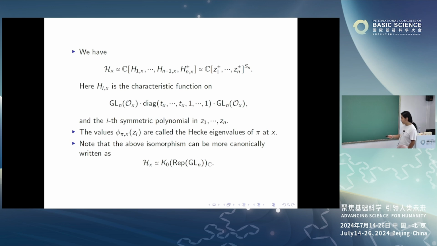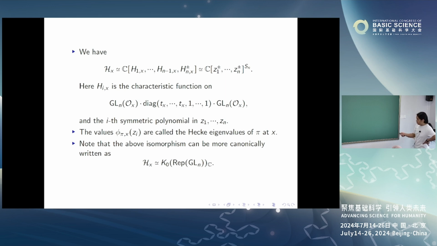So it is known that H_X is generated freely by H_1 to H_{n-1} and H_n and its inverse. Here, this H_n is invertible because, as you can see, when i equals n, this diagonal matrix is contained in the center. So therefore, it's invertible. Maybe it is an exercise to verify this isomorphism, and we can write it in a more canonical way as this S_n invariance inside this algebra, the polynomial algebra in Z_1 to Z_n and their inverses. This S_n, this symmetric group, acts in the natural way.